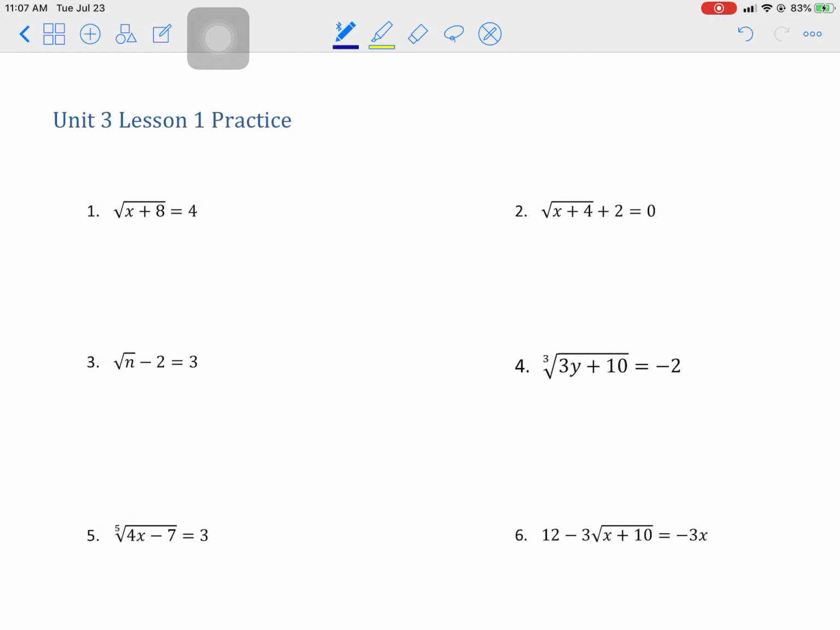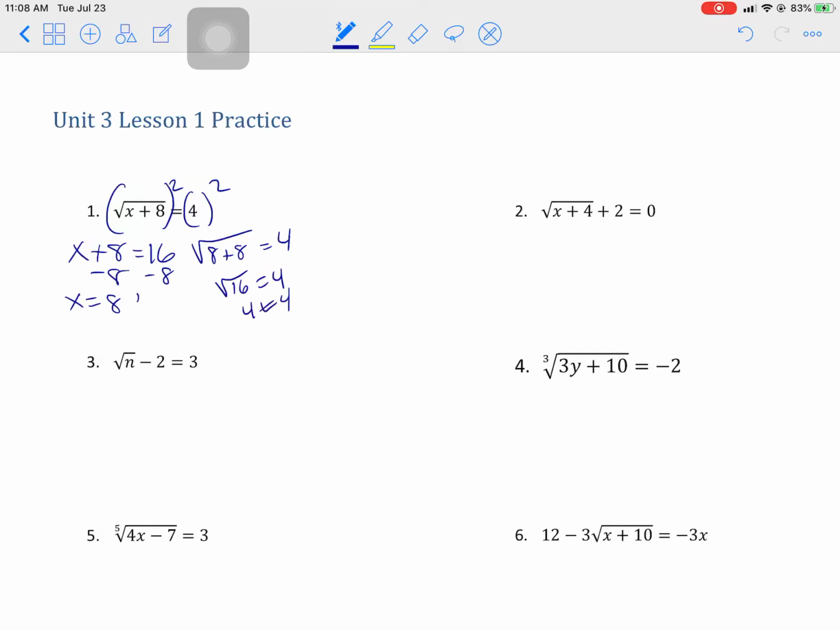Number 1, we have a radical already alone on one side, so we raise it to the power of the index. Don't see a number, the index is 2. Isolate my variable. It was an even index, therefore the answer needs to be checked to see if it's extraneous. Put it back in the original problem. And that looks good. So that is the solution to that one.